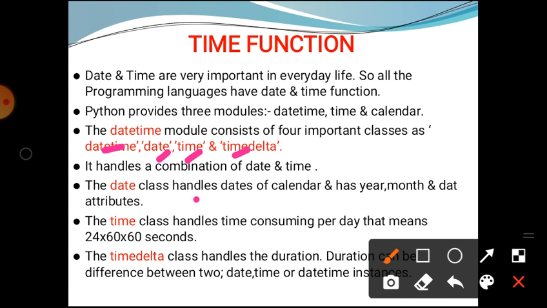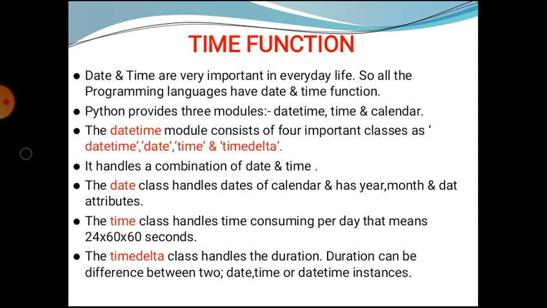The date class handles the dates of calendars in our function. The time class handles time consumed per day, that means 24 by 60 by 60 seconds. All the day time can be handled by the time class. Then timedelta. The timedelta class handles the duration. Duration can be the difference between two date or datetime instances. The duration between two dates or two times or two datetime sessions can be handled by the timedelta class. This is about the time function.